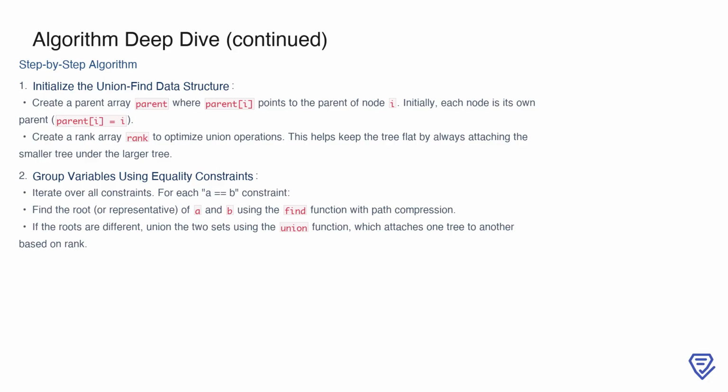For each a equals b constraint, we find the root of both a and b using the find function, which employs path compression to optimize performance. If the roots are different, we unify the two sets using the union function. This groups all variables that are equal into the same connected component.